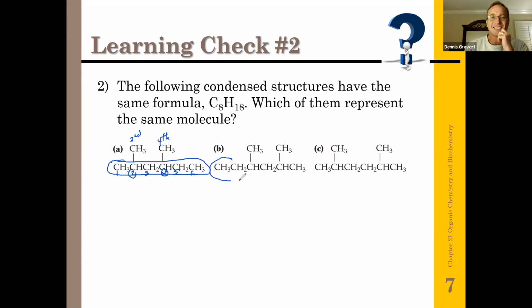All right, let's do that again. Got a chain here. And if I start numbering from this end, 1, 2, 3, then it looks different. But what if I number from this end? 1, 2, hey, 2nd carbon's got a branch. 3, 4, hey, 4th carbon has a branch. 5, 6, these 2 are the same.